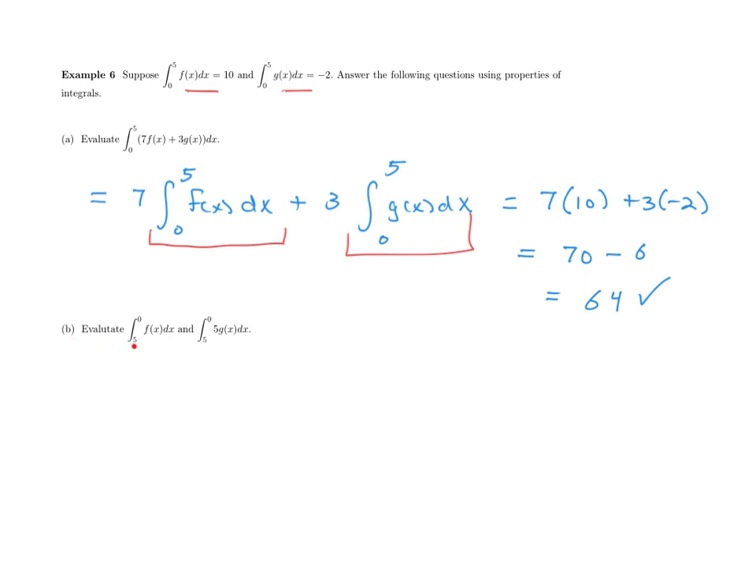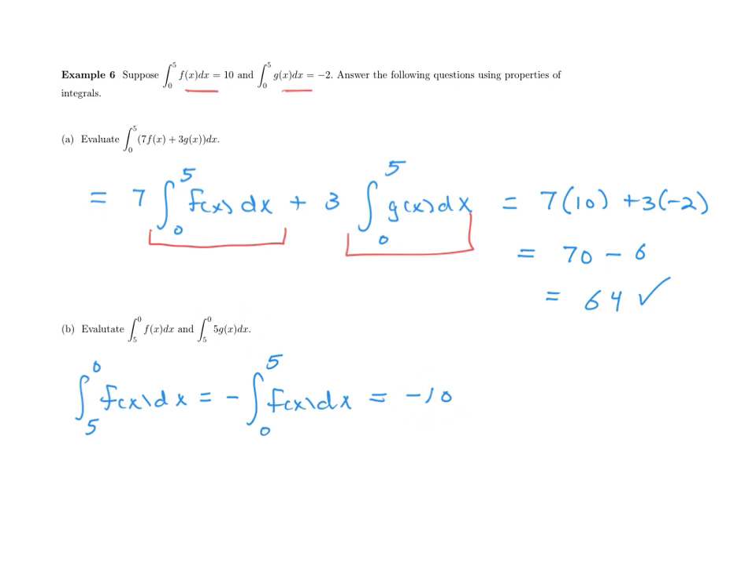In part B, can we evaluate the definite integral from 5 to 0 of f of x? Well, this is really similar to this, but the only difference is this is 0 to 5, and this is 5 to 0. Using property 4 from the previous slide, this integral is equal to the negative of this integral. And since we know this integral is equal to 10, the answer here is going to be negative 10. So if this one's positive 10, and you switch the bounds of integration, the answer becomes the negative of it.